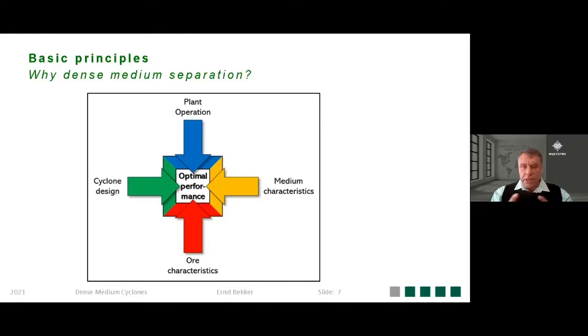You'll see this picture or diagram during the course of all these sessions. The dense media process consists of a couple of factors: ore characteristics, cyclone design in this case, plant operation and medium characteristics. But in this discussion now, the ore characteristics. One needs to know what the ore characteristics are. Is it amenable to dense media separation?